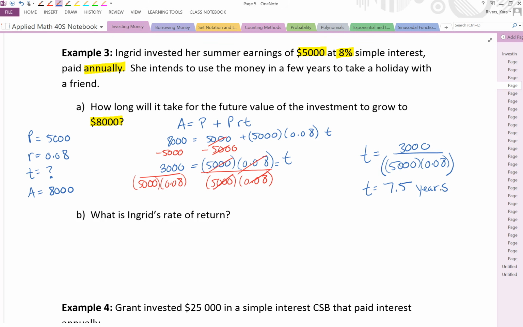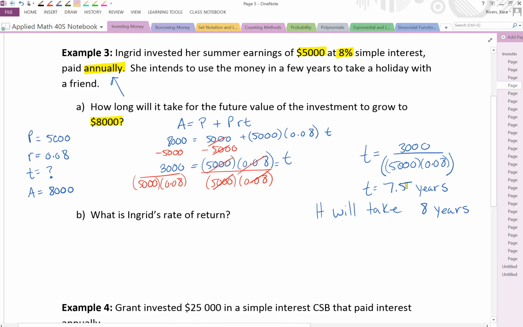But I highlighted something up here, paid annually. And when she's paid annually, this means that she can't get that interest except for at the end of each year. So because her interest has been earned at the half year, doesn't mean she gets to collect it at 7.5 years. Ingrid will have to wait till the 8-year mark in order to collect her money. So we'll have to restate our answer and say that it will take 8 years.